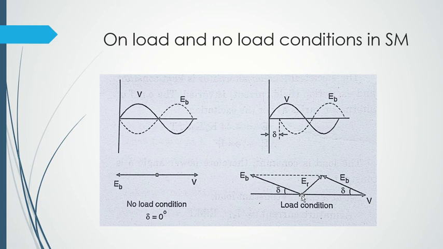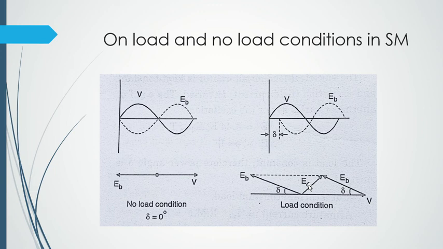Now if I want to draw the resultant of V and EB, what do I have to do? I will take this EB over here to the tip of the voltage phasor. So I will take the tail of EB at the tip of the supply voltage phasor, and then I will draw the resultant vector. The resultant vector will be called ER.